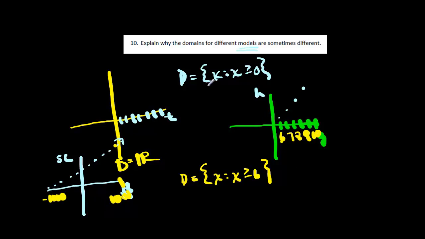So depending on the model, you can have different domains, because there are different sets of inputs that you could have for different situations.